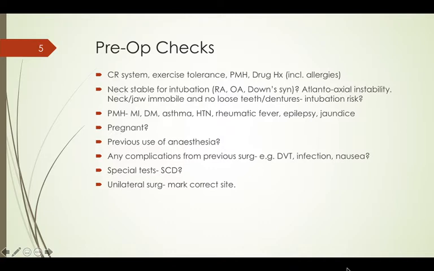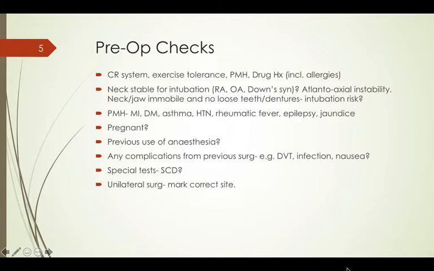If we're also going to think about intubation, where we're putting a tube down the trachea to ventilate the patient, is their neck stable? There are certain conditions which predispose to atlantoaxial instability, including rheumatoid arthritis, ankylosing spondylitis, Down syndrome. They may also have neck stiffness due to osteoarthritis, so it can often present with problems associated with intubation.